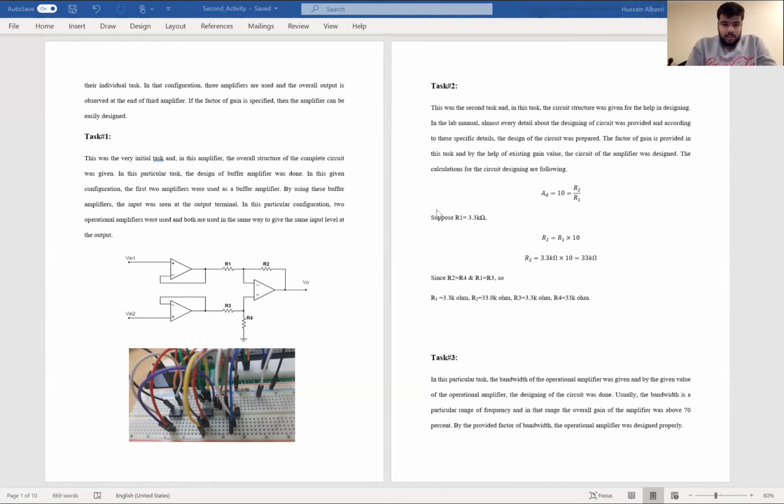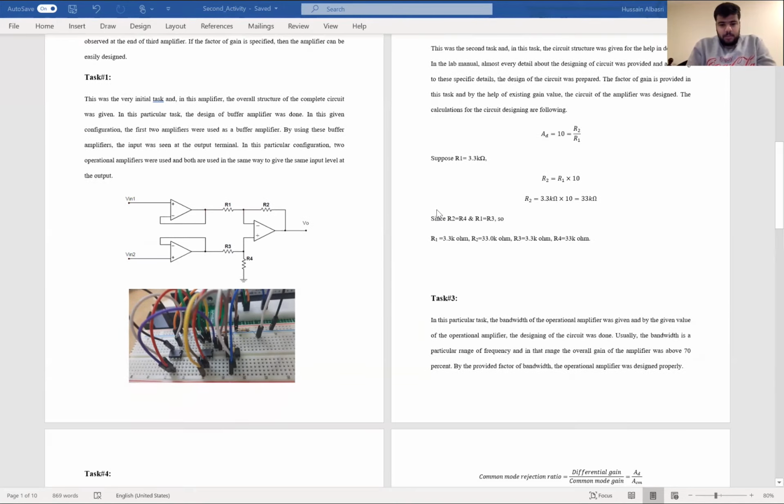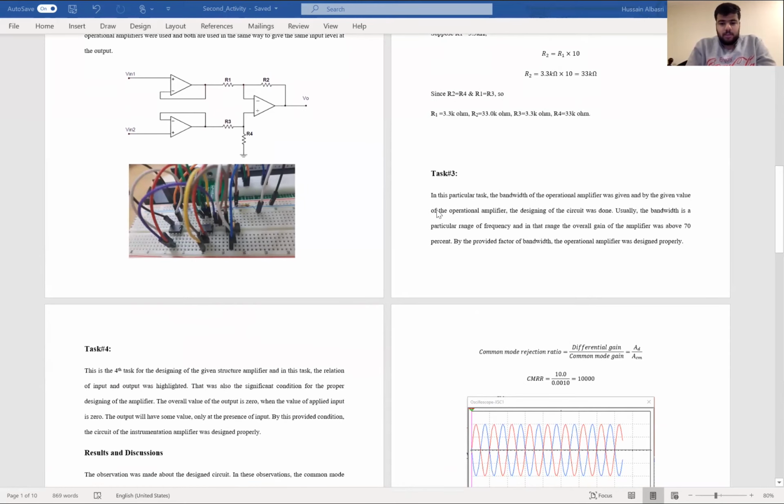In task 3, in this particular circuit, the concept of the bandwidth was introduced. This is actually a significant parameter that tells us about the range of maximum gain. In this task, the design was reviewed according to the bandwidth parameter.